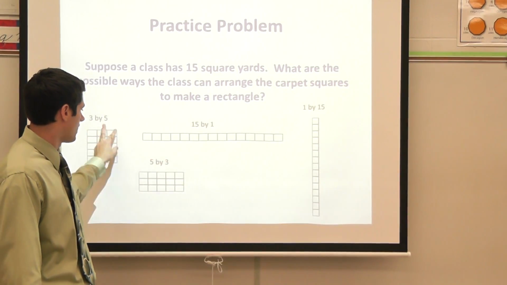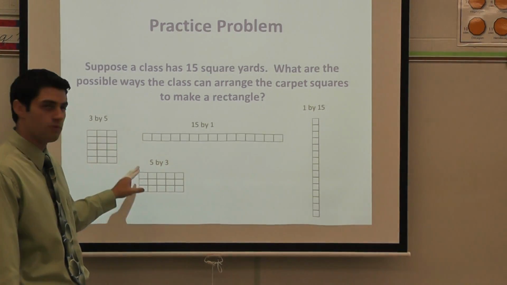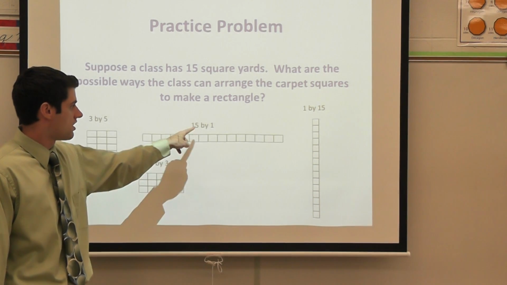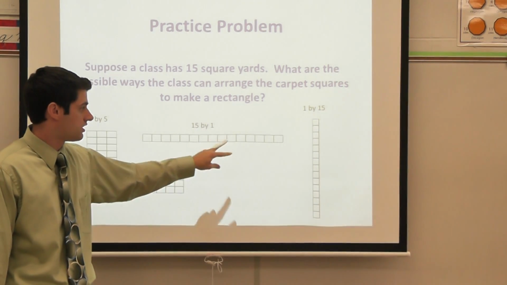Again, each pair has 2 versions. 5 and 3 are both a factor pair. There's 2 versions. 1 and 15 is another factor pair. There's 2 versions.